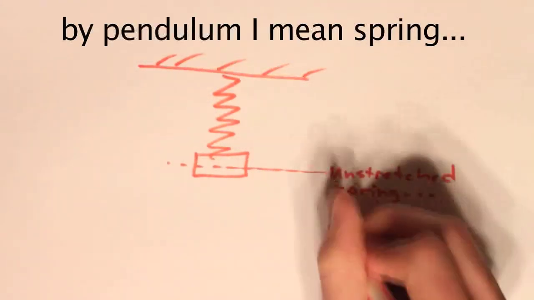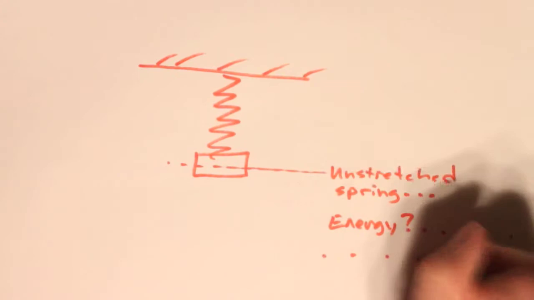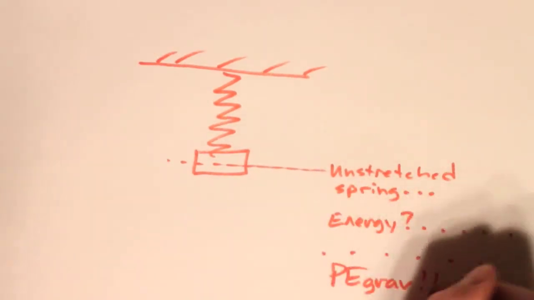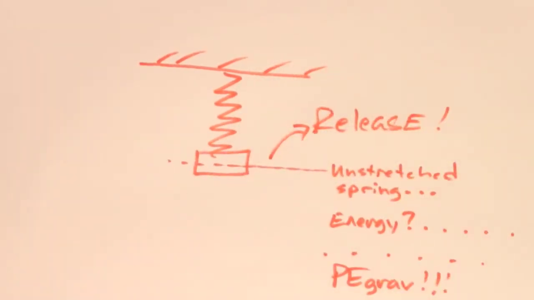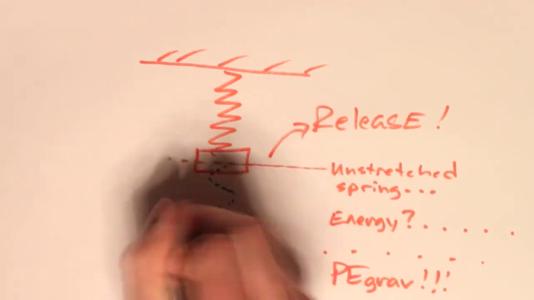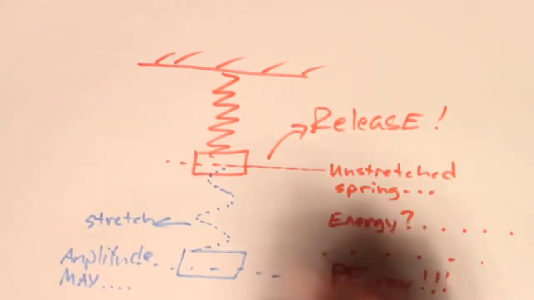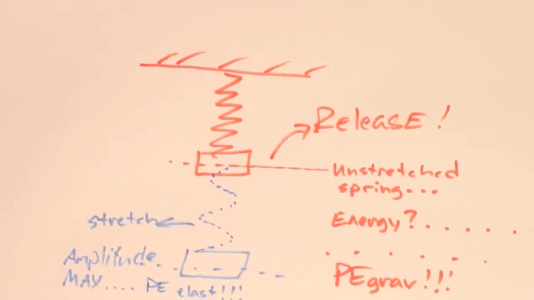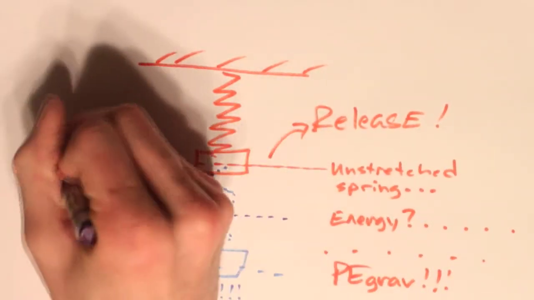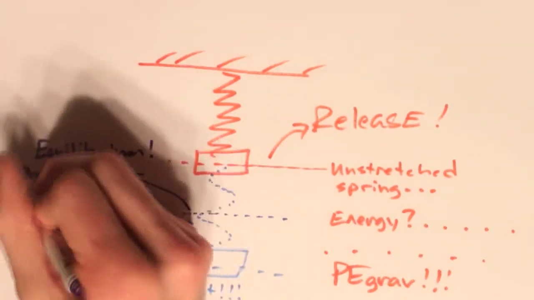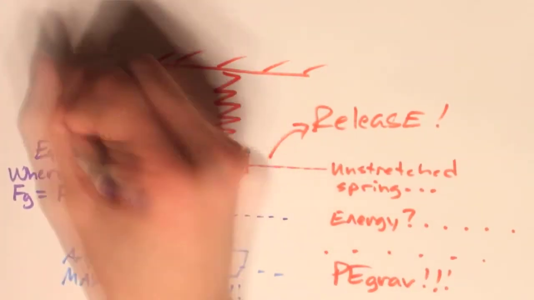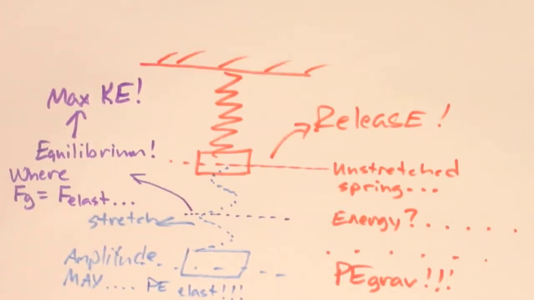Now let's look at a spring that is vertical. We still have a hanging mass, and if I release this mass, I will stretch the spring. I start with only gravitational potential energy, and I end with only elastic potential energy. At the amplitudes, again, I only have potential energy, and it's at a maximum. I also have an equilibrium position where the weight equals the elastic force. At this equilibrium position, I have max kinetic energy.